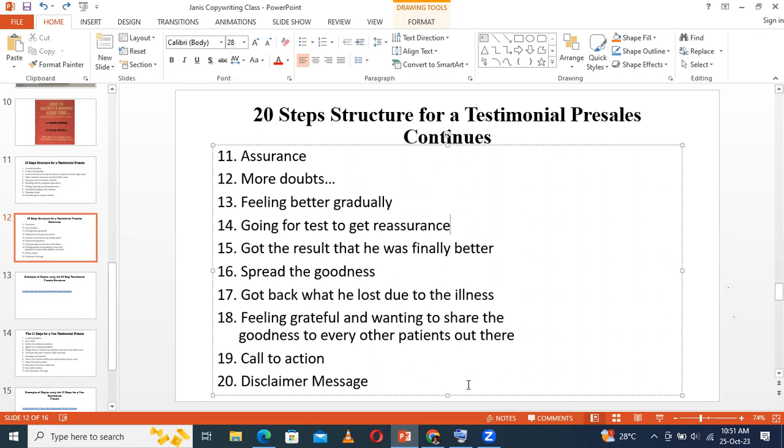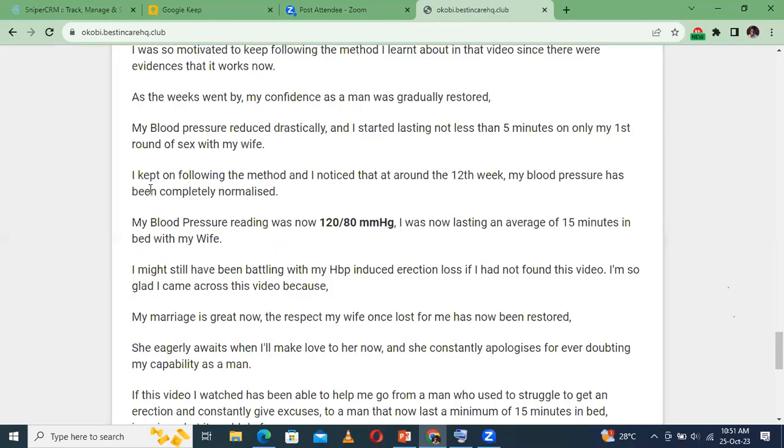So let's proceed. Yeah, so we are in number 15 now. Got the result that it was finally better. So let's continue.